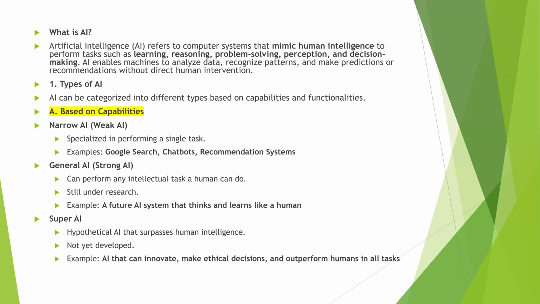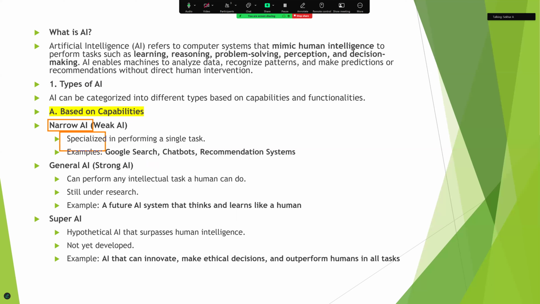What is weak AI? Narrow AI is specialized in performing a single task. Where exactly do we use it? For example, consider a TV remote: if you say open the music channel, it will automatically open. Based on your direction, it performs the action. That is narrow AI, or we can call it weak AI.